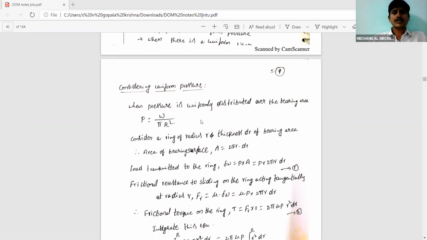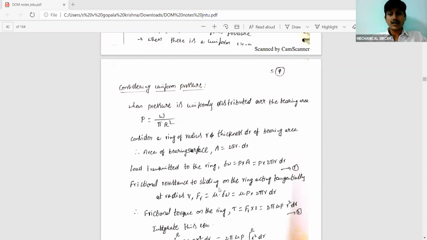So that is directly the first one, the pressure value. The pressure is P equals W by pi R square. That is the area of the ring, the area of the bearing surface ring. The area of the ring is 2 pi r dr, and the load on the ring is del W, and there is also the frictional resistance on the ring.